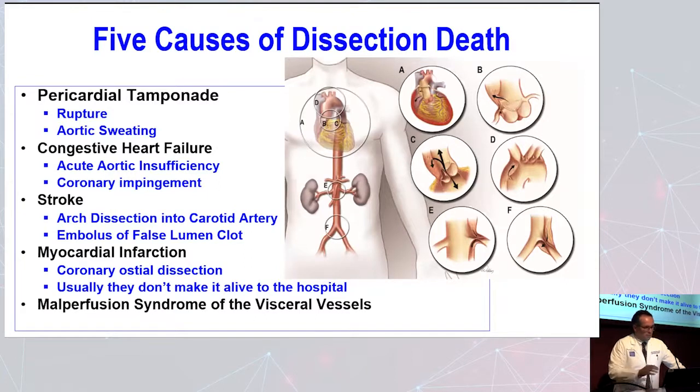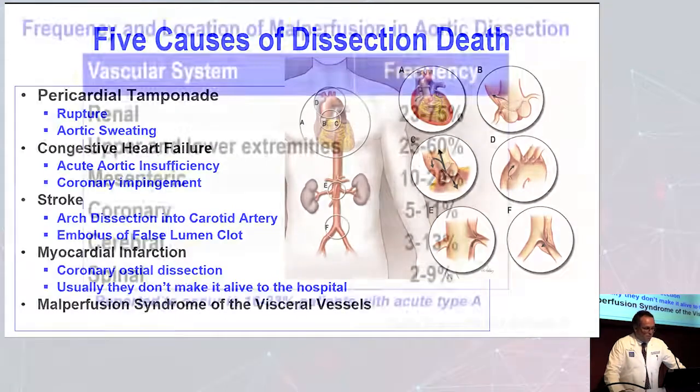Congestive heart failure, when the dissection extends into the non-coronary sinus and causes aortic insufficiency or compromise of the coronaries, stroke, and myocardial infarction if you dissect one of the coronaries. Usually people who have a dissection into the coronaries don't make it alive to the hospital. So when they come in with the coronaries dissected, they're very, very sick people, and the outcome is not very good if it's not treated properly.